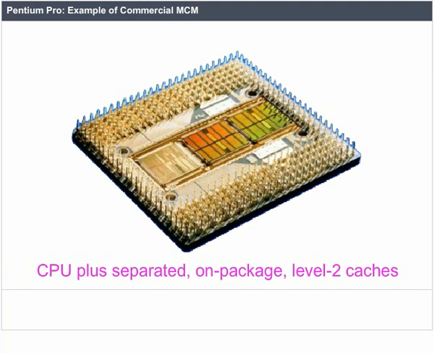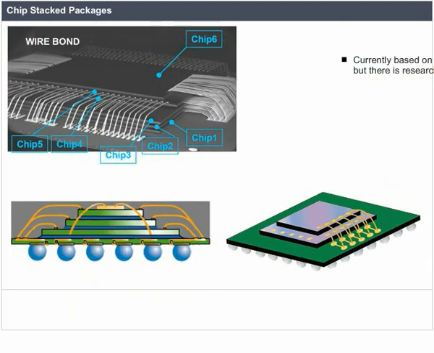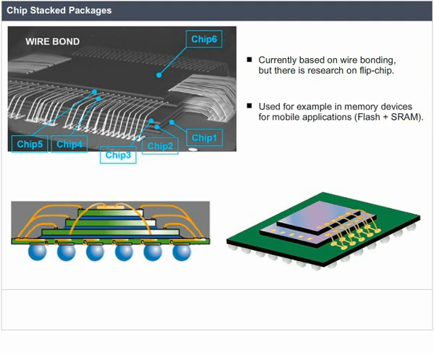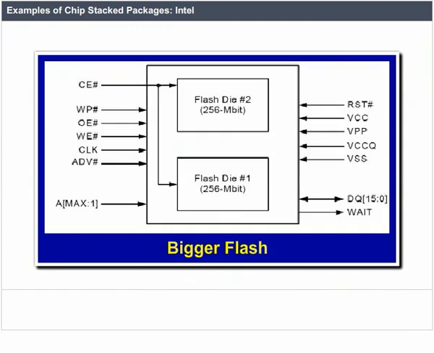CPU plus separate level 2 caches at package level. Chip stacked packages. Currently based on wire bonding, but there is research on flip chip. Used for example in memory devices for mobile applications. Flash plus SRAM. Examples of chip stack packages, Intel.